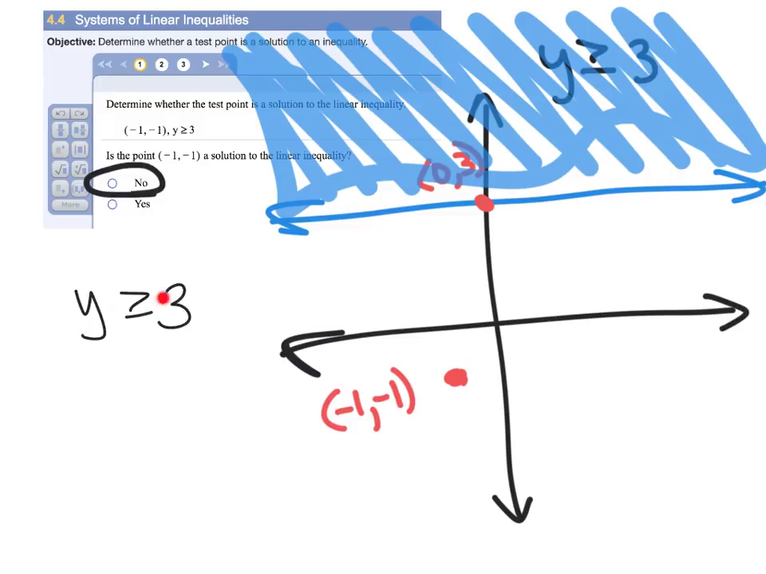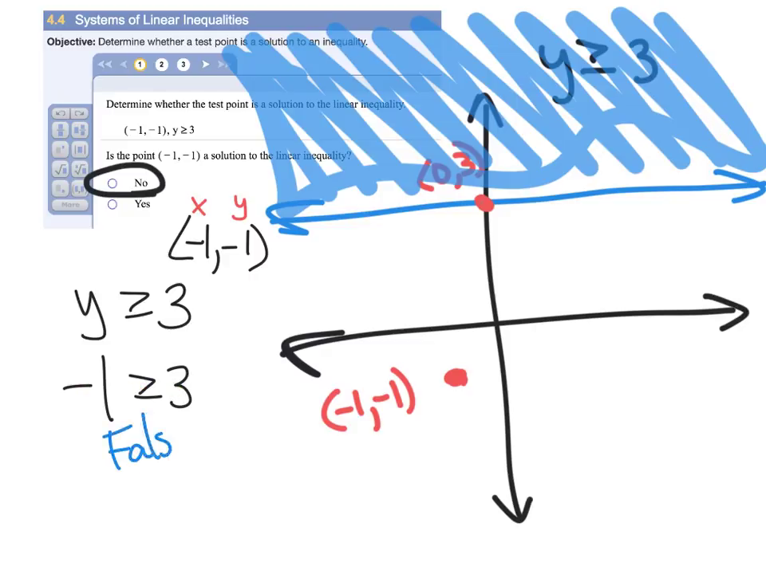So I've copied the problem again, and remember that the point is -1, -1, which is x and y. So we're going to replace y with -1 because it says so right here. That statement becomes -1 is greater than 3. Is that a true statement? Is -1 greater than 3? No. This is a false statement.